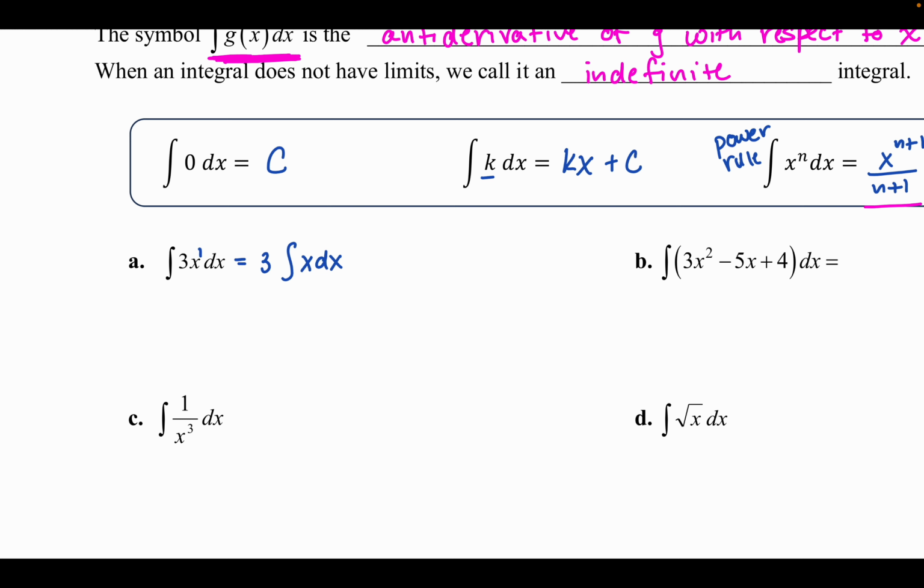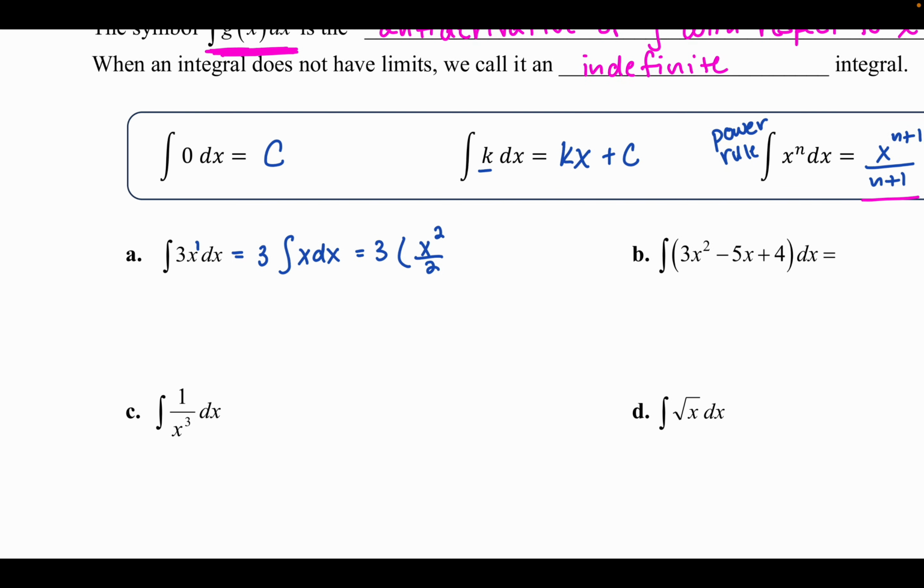So here, I'll have 3 times the integral of x. So I'm going to add 1 to that exponent, so it'll become 2. And then I'm going to divide by 2. And then you have to add c. So this will become 3/2 x squared plus c. If you are unsure about your antiderivative, you can always take the derivative and see if you end back up at what you started with. And if I take the derivative of this, I will end up with 3x.